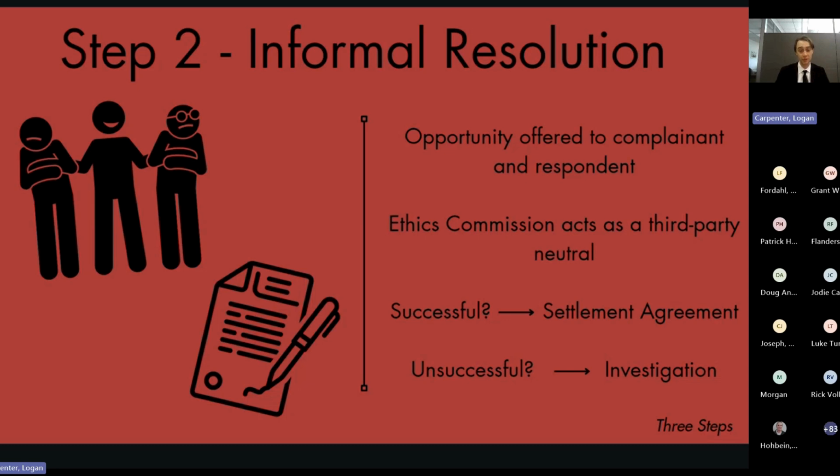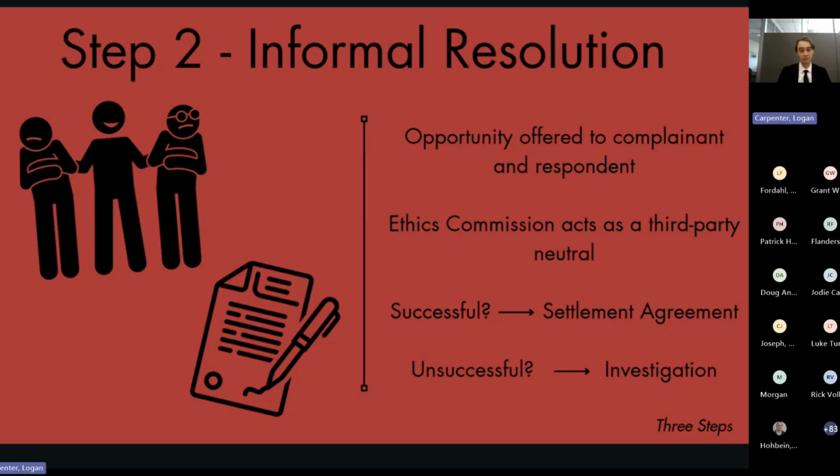However, if the complaint is confidential, it complicates having a face-to-face in-person conference. Commission staff will then act as a go-between for the complainant and the respondent, communicating the respective sides' positions without revealing the identity of the complainant.